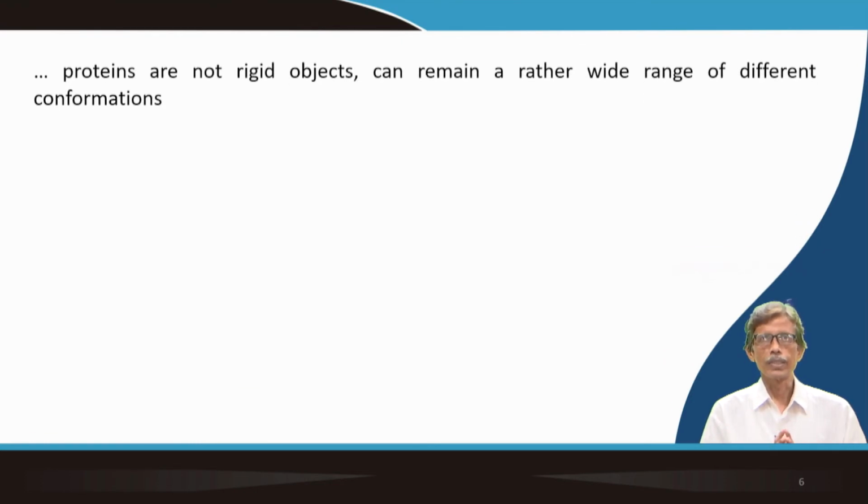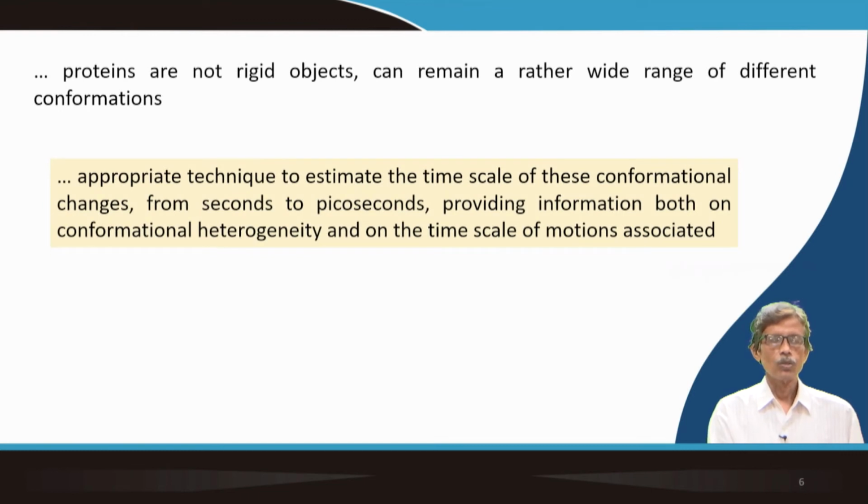So, the protein structures are not rigid, we all know, and can remain in a wide range of different conformations. So, it is basically a dynamic structure, and if we try to photograph it or get the corresponding spectrum of that, it will be a difficult task. So, we need a technique to estimate the time scale of these conformational changes: within which particular time domain one conformation changes from one form to the other, whether it is within seconds or within picoseconds.